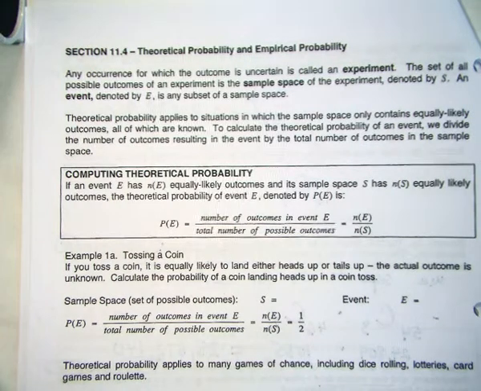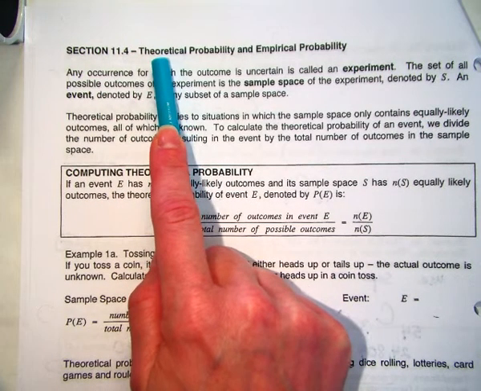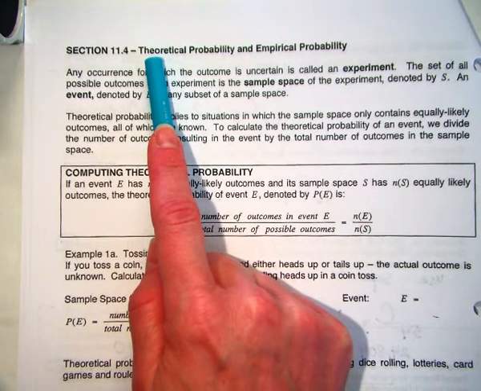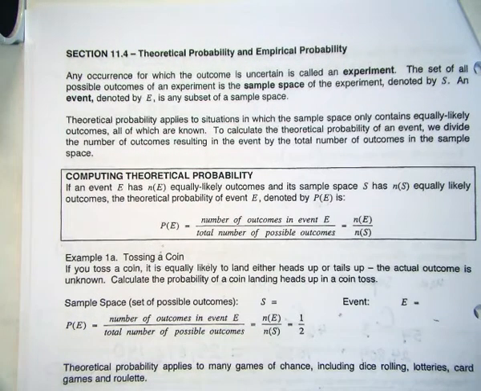All right, so in section 11.4, we're going to be talking about two different types of probability. One probability is something that's called the, can you guys say this word? Theoretical. I'm not good at pronouncing it. Theoretical probability. And the other one is empirical probability.